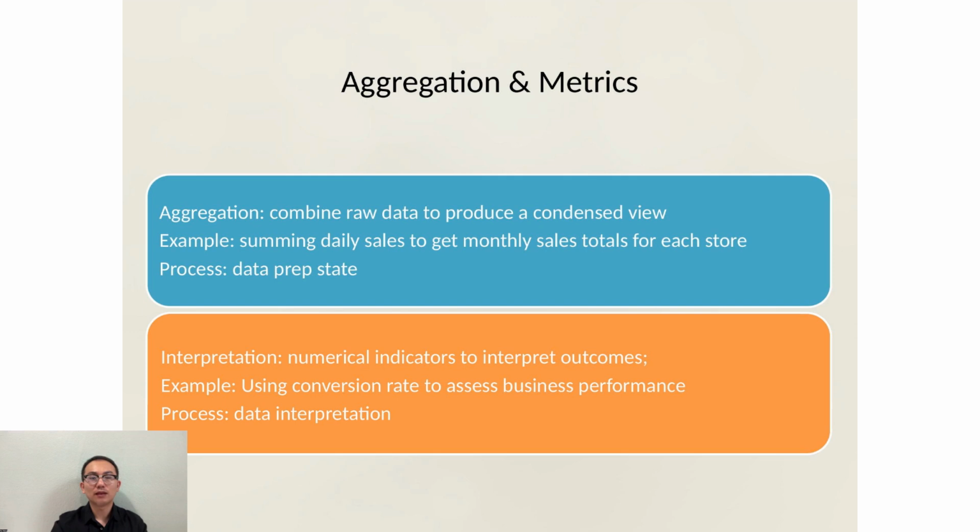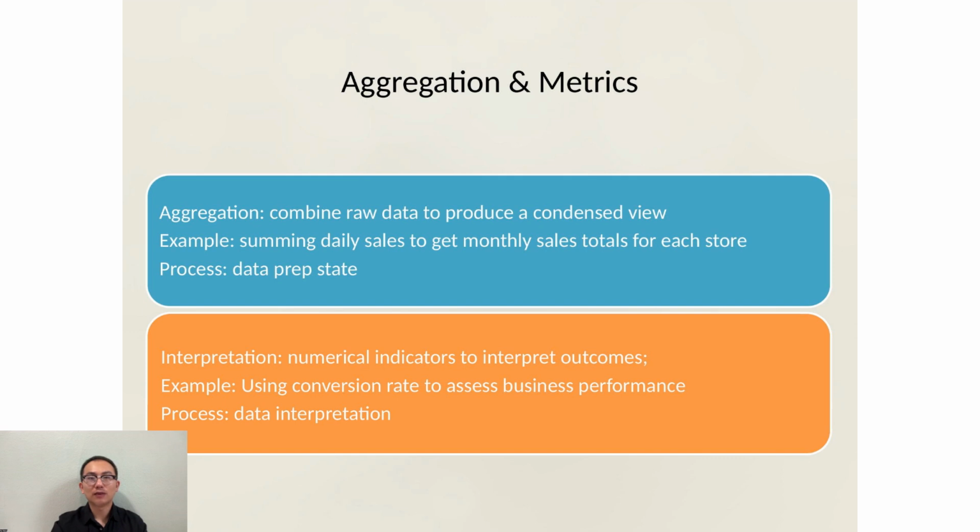Before we move further, let's clarify 2 terms you'll hear a lot in data analysis: data aggregation and interpretation metrics. They're related but serve different purposes. Data aggregation means combining or summarizing data so that we can better understand the big picture. It's a way of reducing complexity.